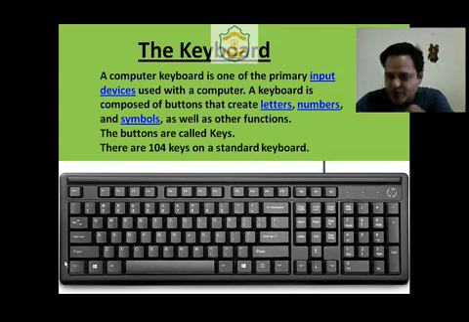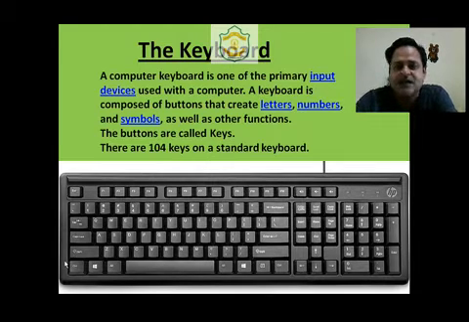It is a flat board which contains several buttons. These buttons are called keys, and these keys are used for typing letters, numbers and symbols. It also contains several other functions, but for now let's keep it simple. It is used for typing, and the buttons present on the keyboard are called keys. There are 104 keys on a standard keyboard.